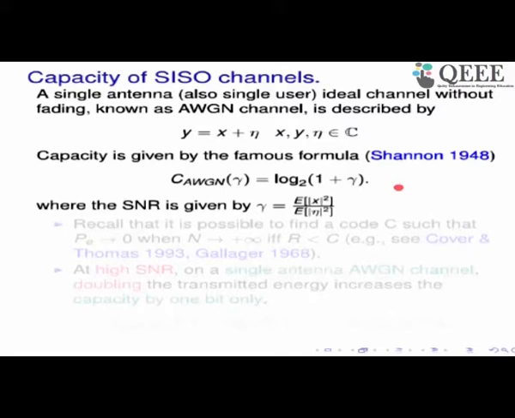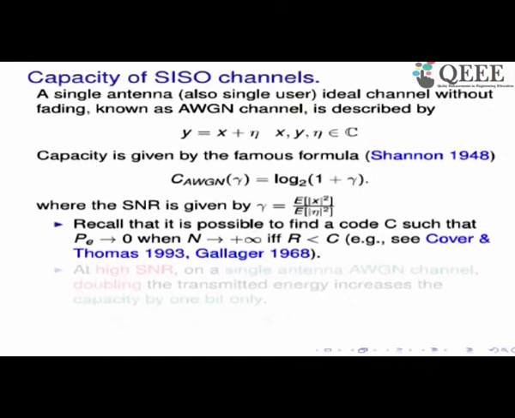So what does capacity tell you? It tells us that if you are transmitting at a rate less than capacity, then there exists a code such that the probability of error will tend to 0 when n, the block length of the code, tends to infinity. So error-free communication is possible if rate is less than capacity. That's the main conclusion, and it's a very important thing. This led to the entire development of communication itself, a very important derivation that Shannon gave in 1948.